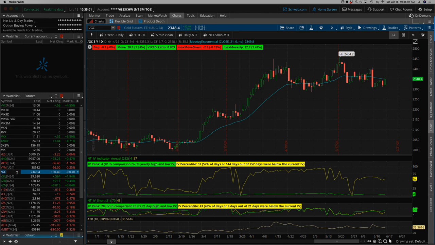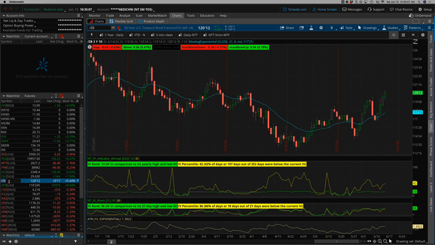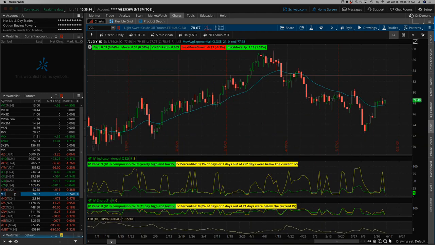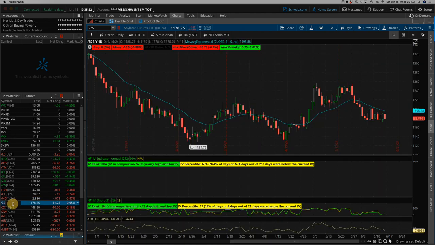Gold, pretty choppy this week, still below its all-time highs. Silver, a little choppy to lower as well. Notes and bonds pushing higher with the 10-year yield dropping, settling in at 4.218. Oil, a little bit choppy. This is Monday, I believe. Yeah, Monday, big day up, and then choppy the rest of the week. Natty gas back and forth.